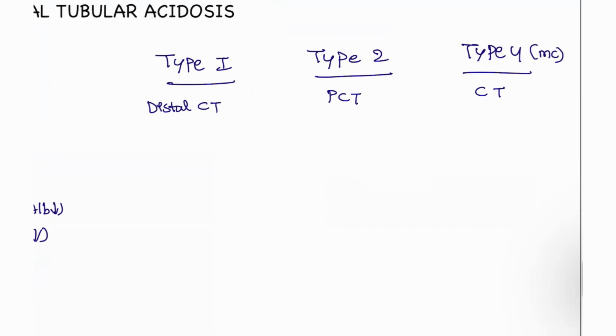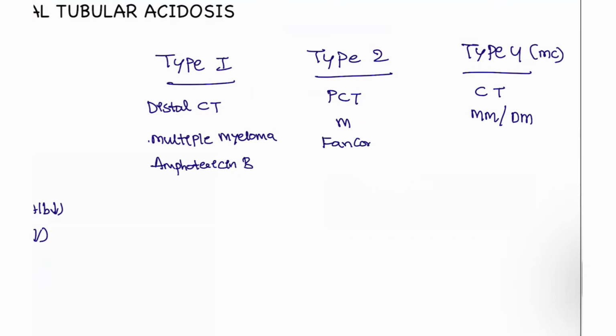And what are the causes? The causes will be seen in multiple myeloma patients. Diabetes mellitus or diabetic nephropathy will also be seen. Other causes here will be amphotericin B, here Fanconi syndrome, and here diabetes mellitus. What is happening here?